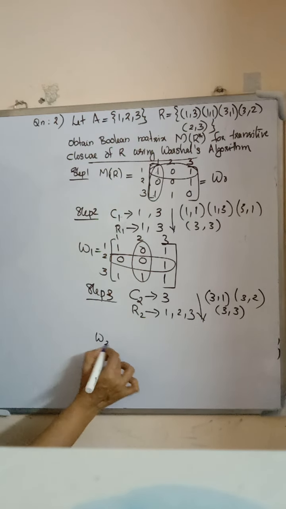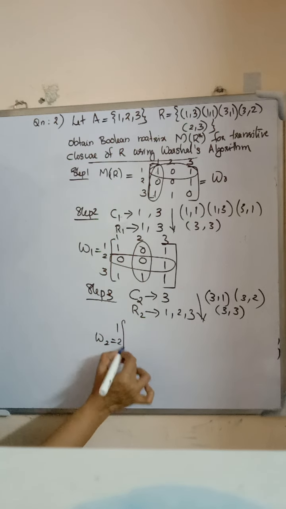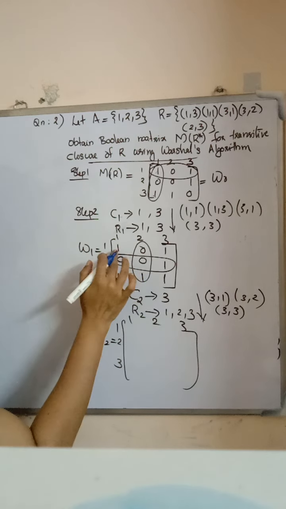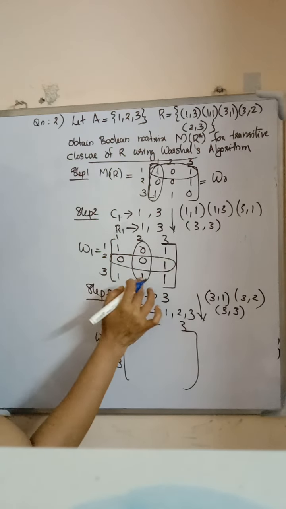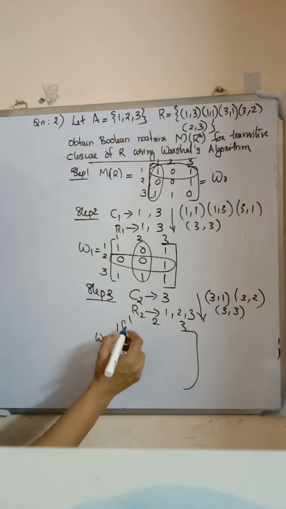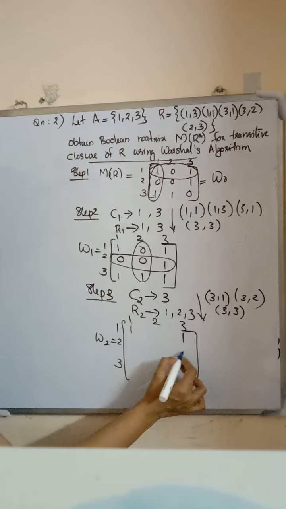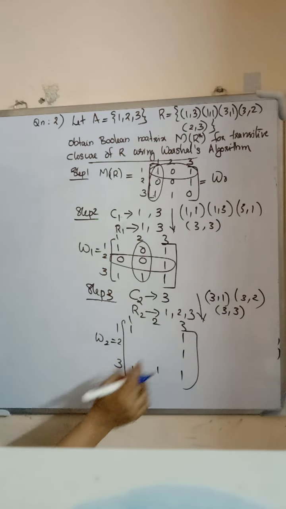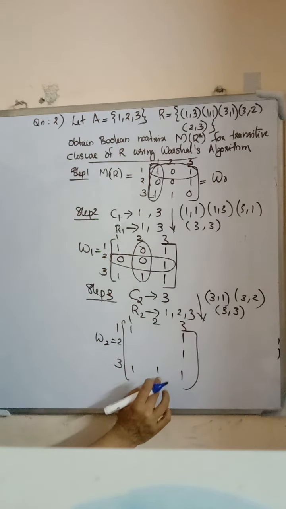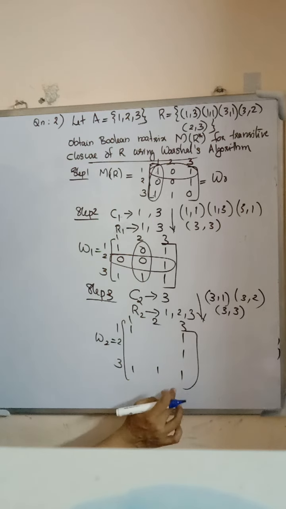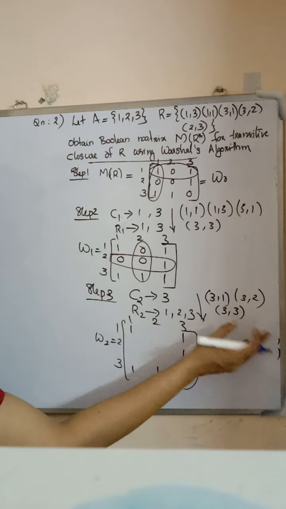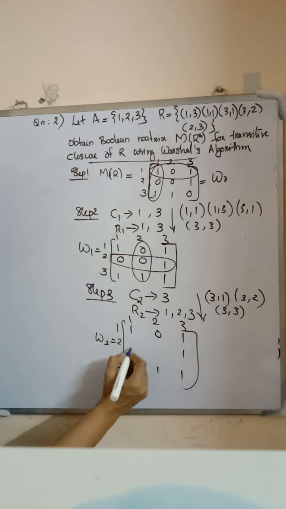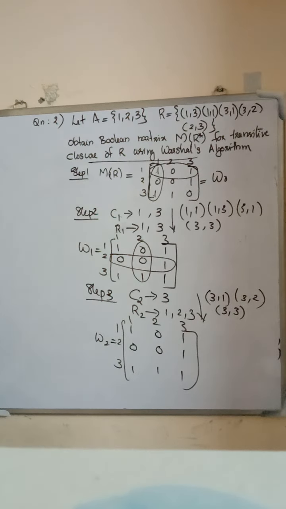So W2 equals, write all the ones in W1 in W2. Okay, now check the new positions. 3 1 is here. 3 2 is present here. 3 3 is also present here. No other new positions are there. So W2 is same as W1. Left all other terms 0.